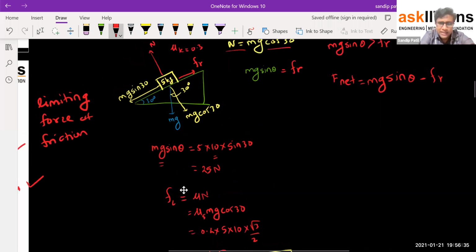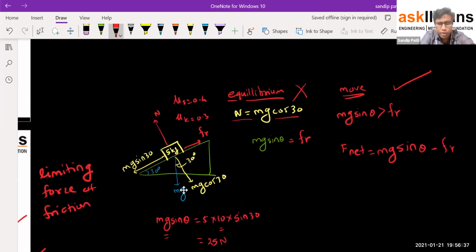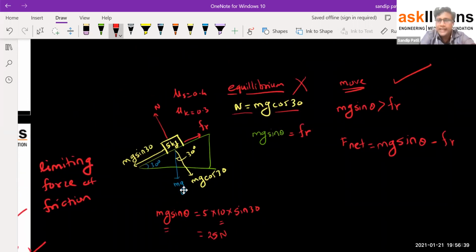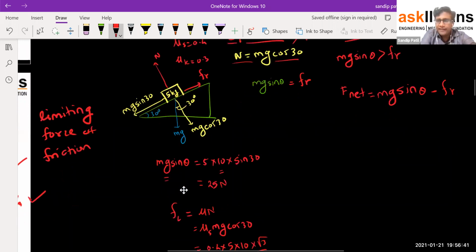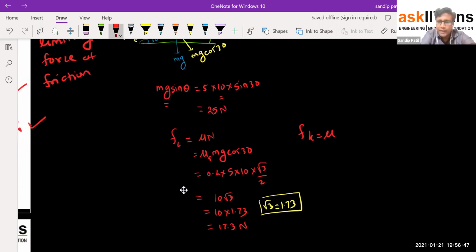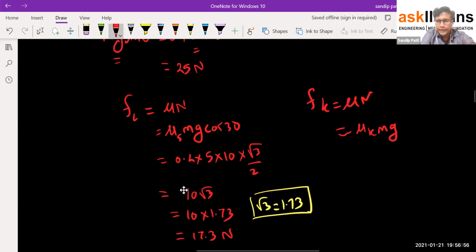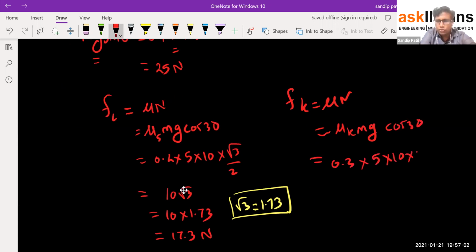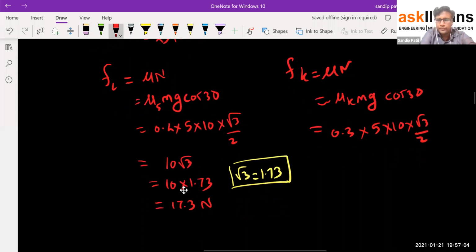So in this case, mu s is 0.4, mu k is 0.3. So instead of f limiting, I have to calculate mu k N, because now it started moving, since 25 is greater than 17.3. So let's calculate this. Mu N is how much? This is mu k mg cos 30. So mu k is how much? 0.3. Mass is 5, g is 10, cos 30. I know the value, that is root 3 by 2.